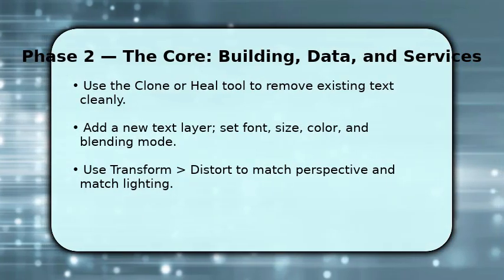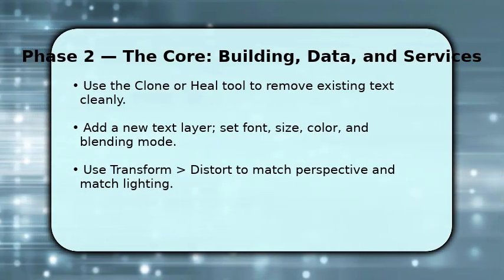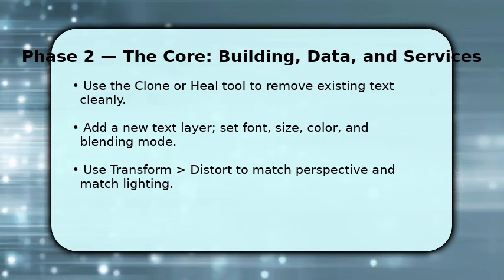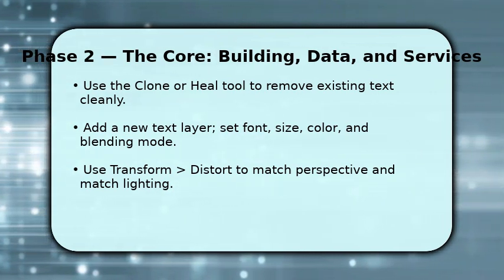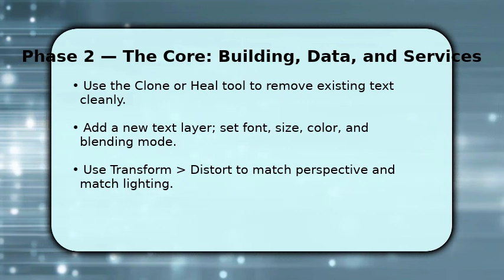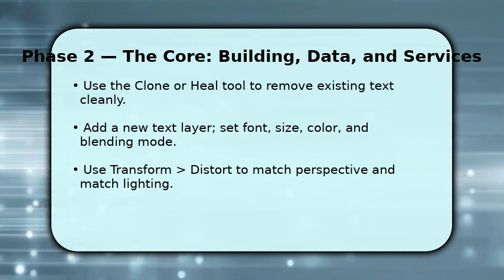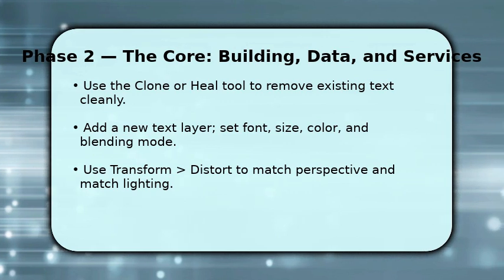Now remove any existing text by sampling nearby pixels with the Clone or Spot Heal tool. Work at 100% zoom for clean edges. Once the area is neutral, add a new text layer and set font, size, color, and a matching blending mode, because blending integrates the letters with shadows and highlights.